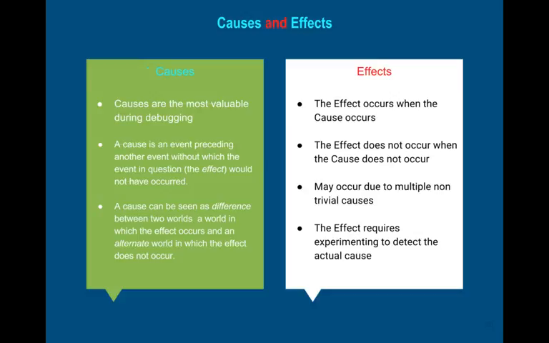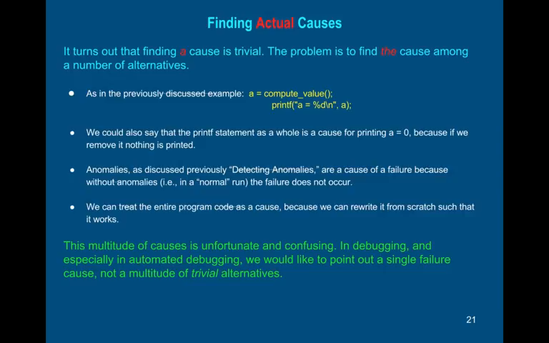And the effects occur when the cause occurs, and the effect does not occur when the cause does not occur. And the effect may occur due to multiple non-trivial causes. So the effect requires experimenting to detect the actual cause. Finding actual causes. It turns out that finding a cause is trivial, but the problem is to find the cause among a number of alternatives.